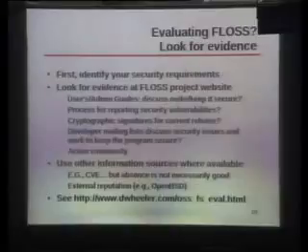Do they seem to know what they're doing? Do they seem to look for problems? Do they seem to fix them? These are all common sense things, but nevertheless, that's what you need to do.